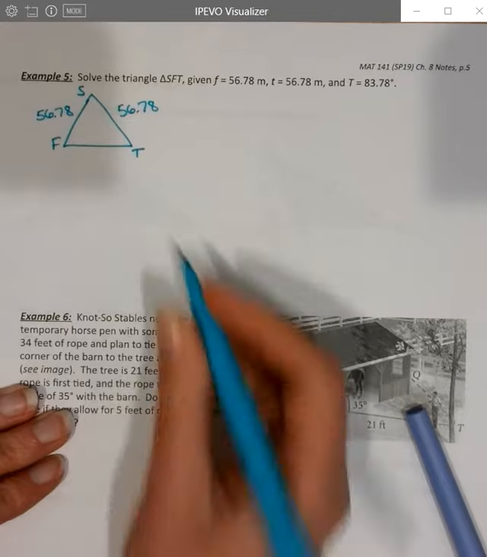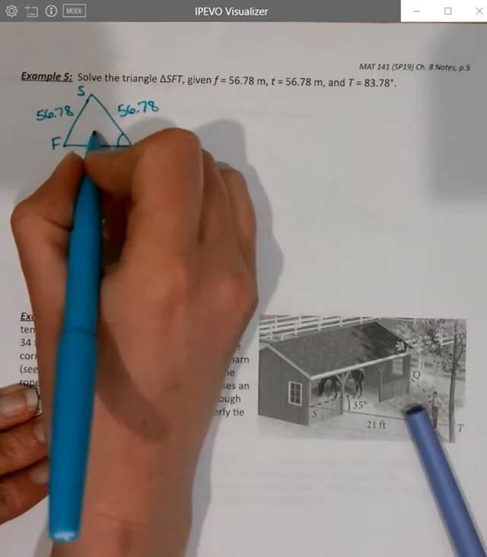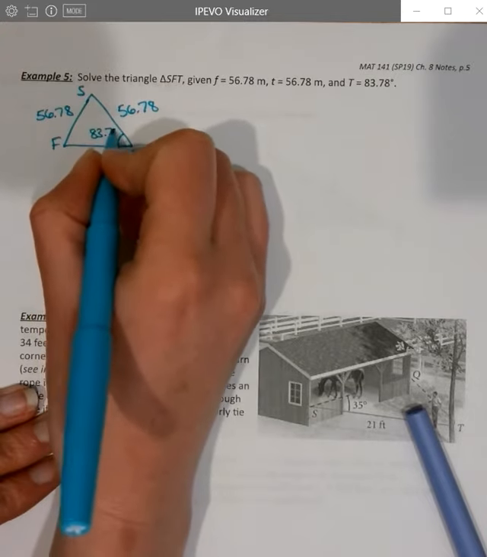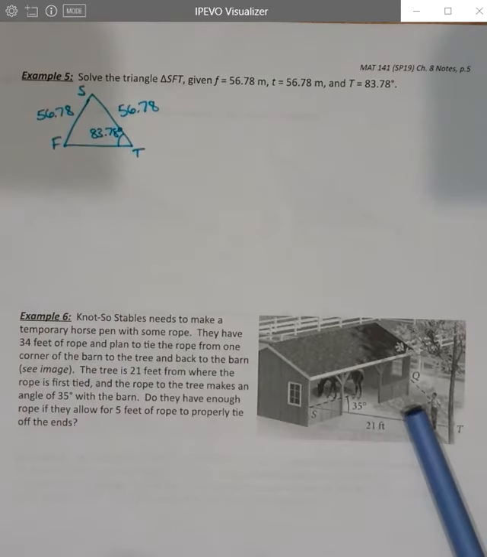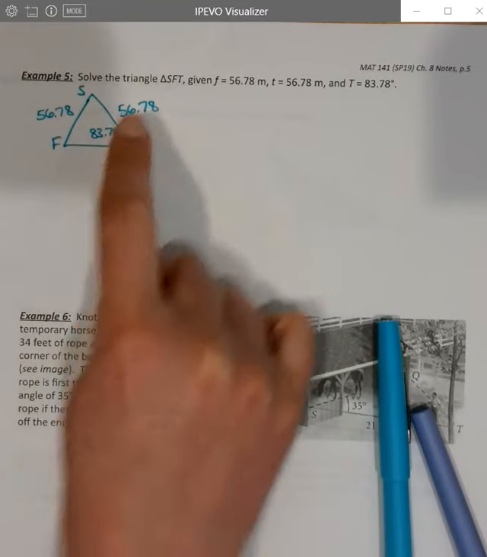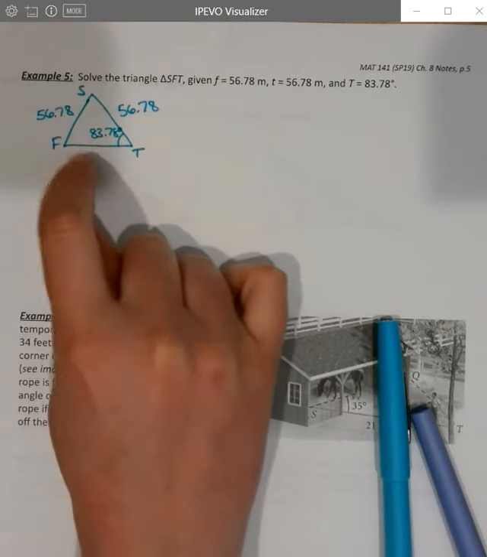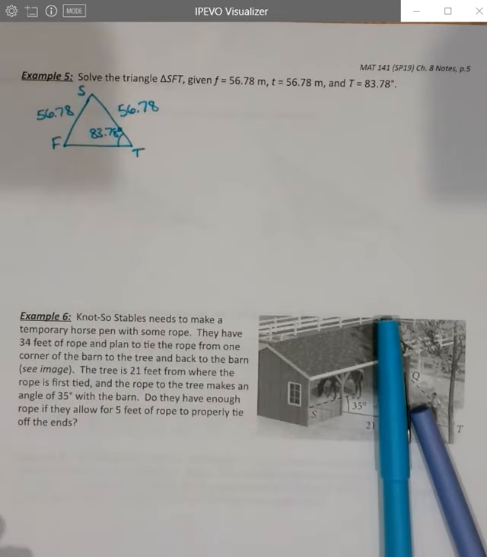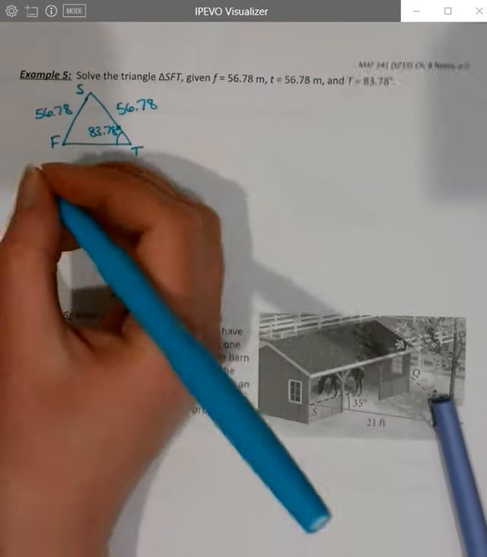And then angle T, we're given that is 83.78 degrees. So let's try to solve this triangle. Okay, so I have a pair with T, and I have one of F's components, so I'm going to find capital F angle first. So I'm looking for an angle.